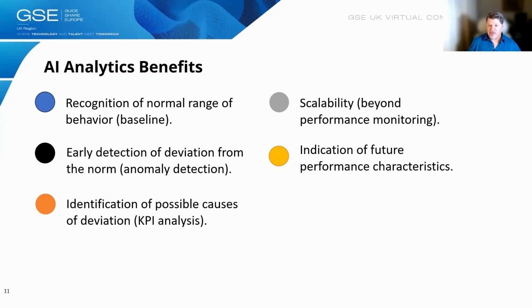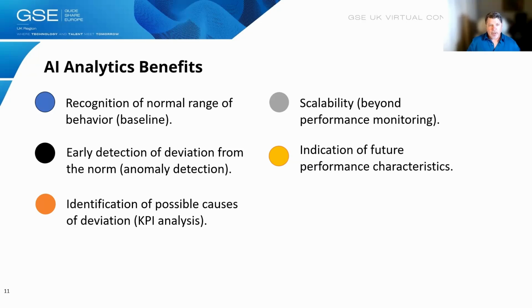Certainly, there's this indication of future performance characteristics. If we can start to track the trends of the performance behaviors that we're looking at, then we can determine, hopefully in the near term, where we're going to start seeing problems, and we can be proactive and take action against getting to that point. And again, we do that by looking at the KPIs, looking at the KPMs, and seeing what's going on in the system.